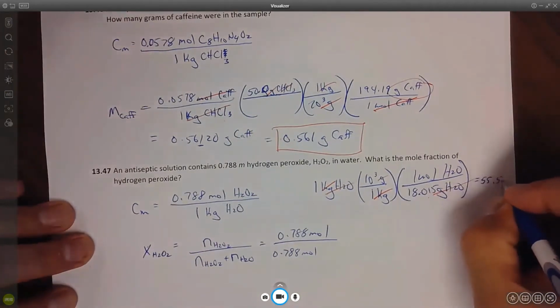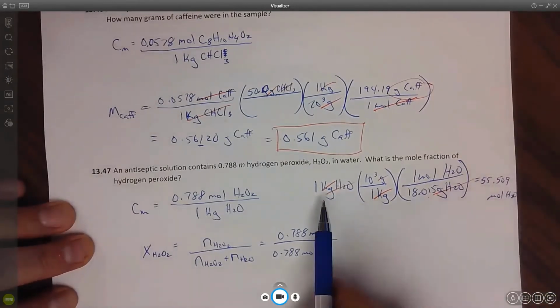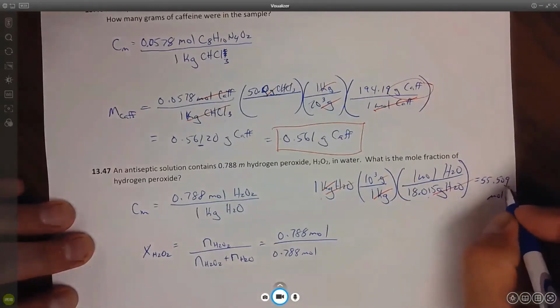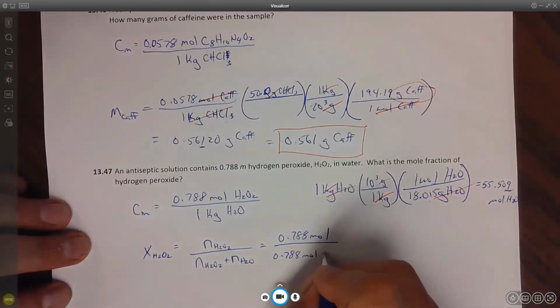Plug that into your calculator, and you would get a number, I'm pretty sure, of 55.509 moles of H2O. Now, in this case, we are considering the 1 to be exact. So just the molar mass that we decided to use determined how many sig figs. In this case, we used 5. So that's way out to there. So that's now the moles of water.